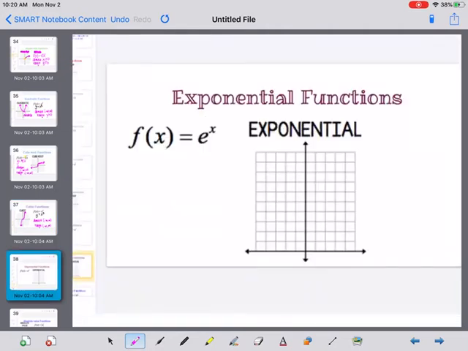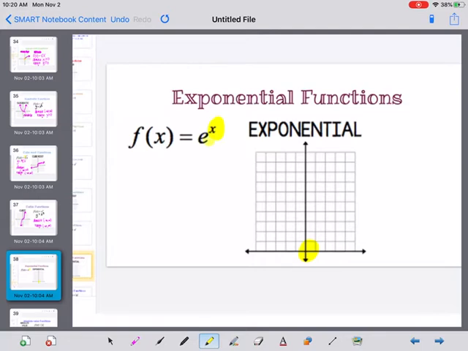Our next parent function is going to be exponential. How many of you guys have heard the word exponential? How many of you know what that word means? That word means that it rises really fast. So you notice here's your origin right here. This is where my two axes meet. And our exponent is going to be our x value because it can just depend on what that value is. And our base is going to be e, e to the power of x.